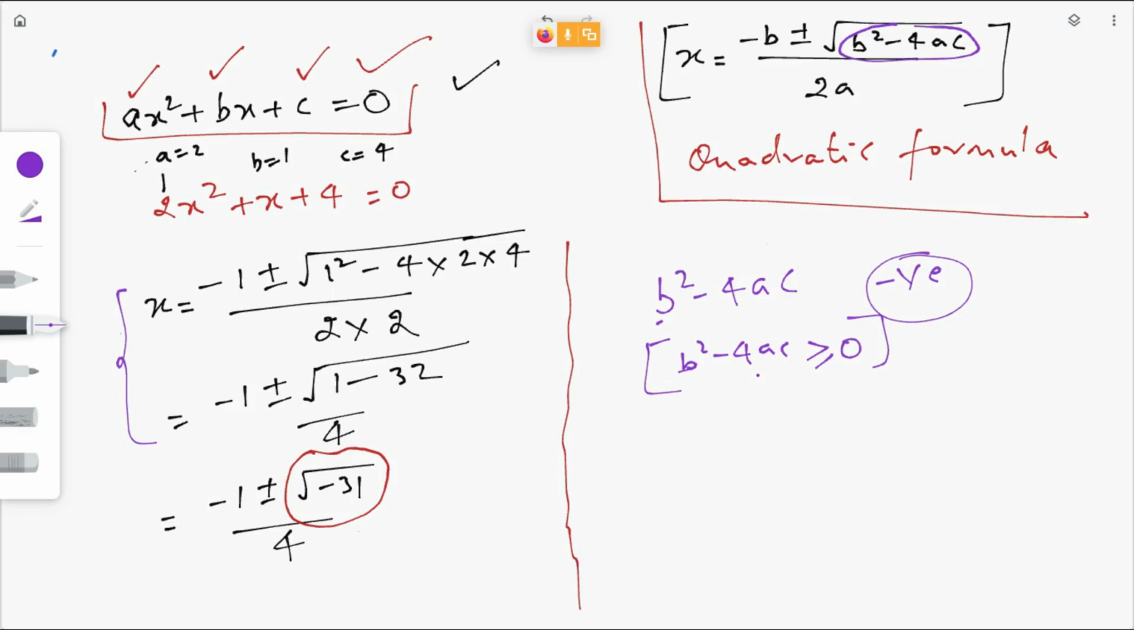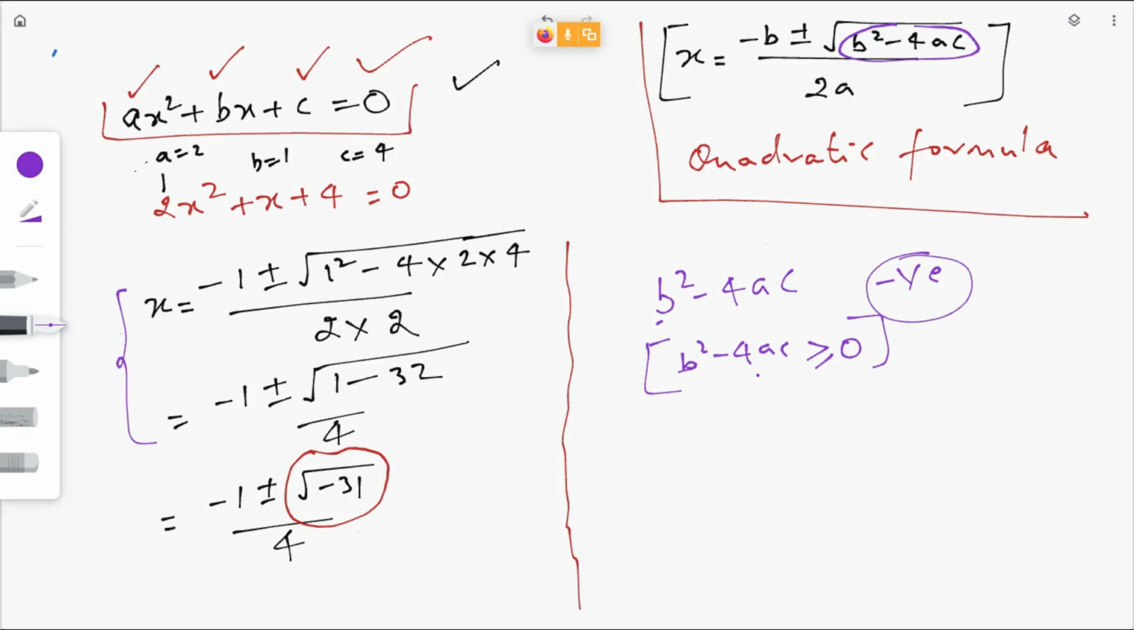What is b? Coefficient of x. What is c? Constant. A is the coefficient of x square. Substitute these values and find b square minus 4ac. If it is greater than or equal to 0, then you will get a solution for the equation. If it is a negative number, then no real solution.